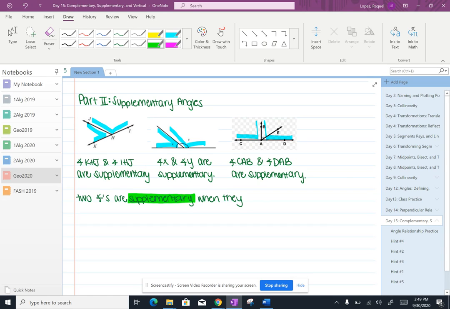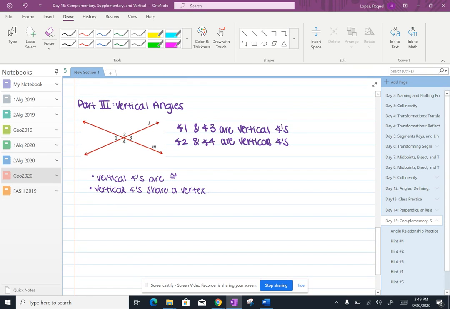One thing that's true for all of these is that all of these angles create a straight angle. And we know straight angles measure 180 degrees. So if we're trying to summarize this idea, we say that two angles are supplementary when they sum to 180 degrees. Okay, let's take a look at vertical angles.